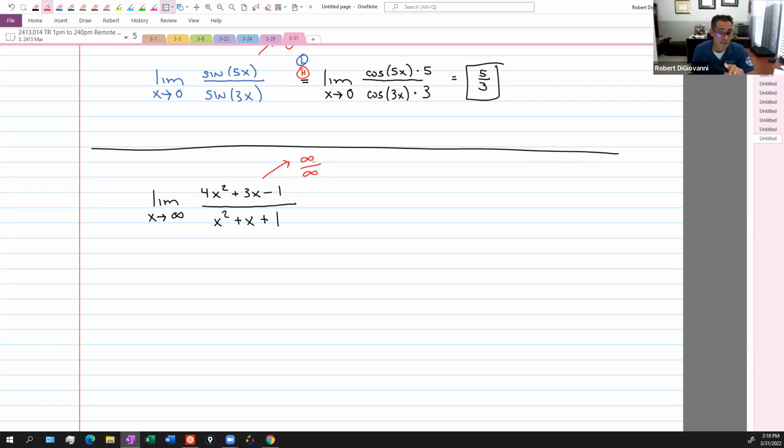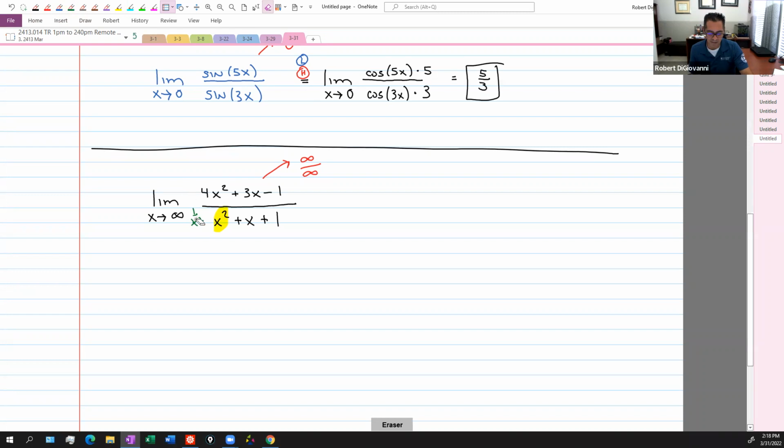Normally, when we would have this, let's see if anyone remembers this. When we had infinity over infinity, what we did was we tried to look at the highest power of x in the denominator. And then we would do a 1 over x squared here, 1 over x squared here, and then distribute it through and try and make things work out for us. Remember all that stuff we did before?